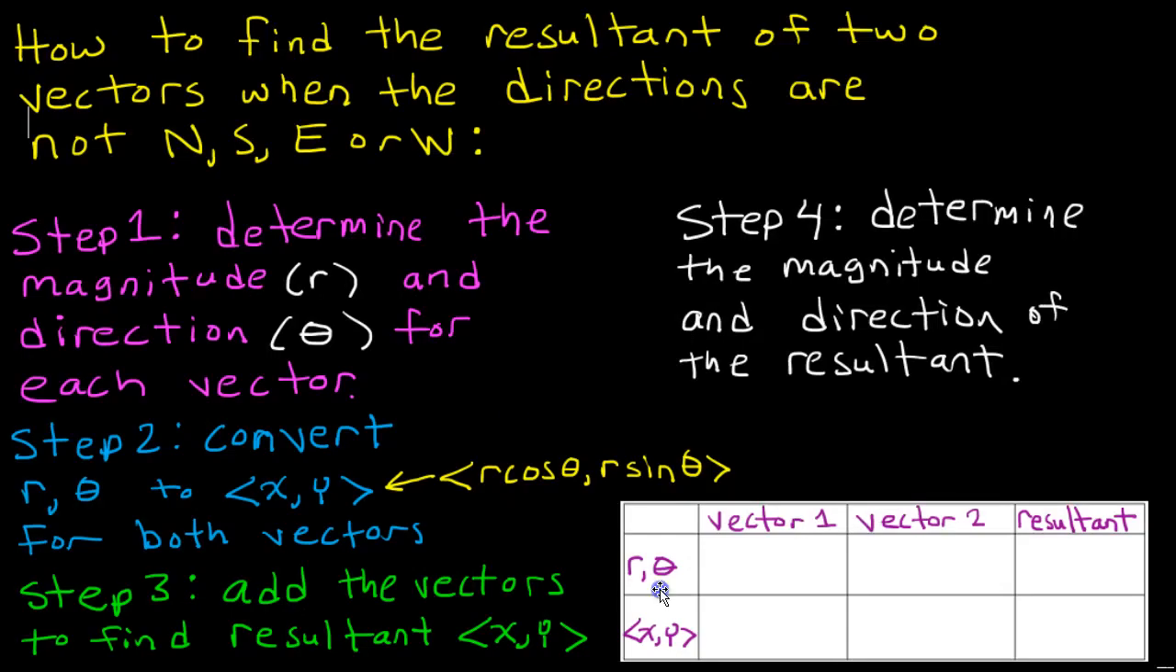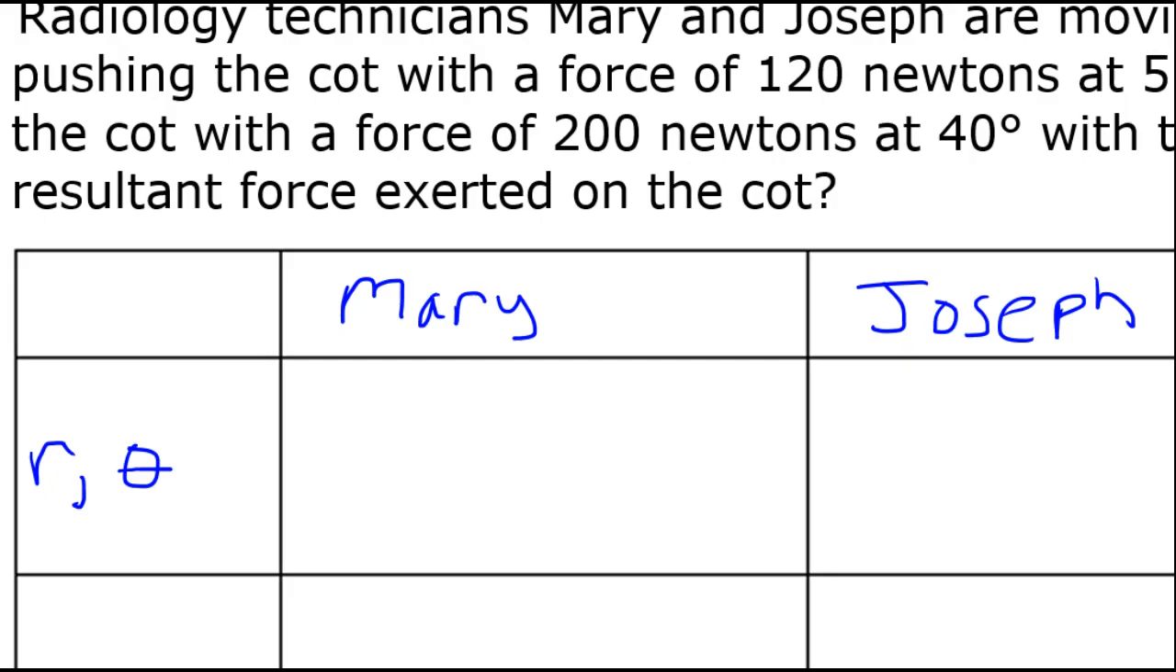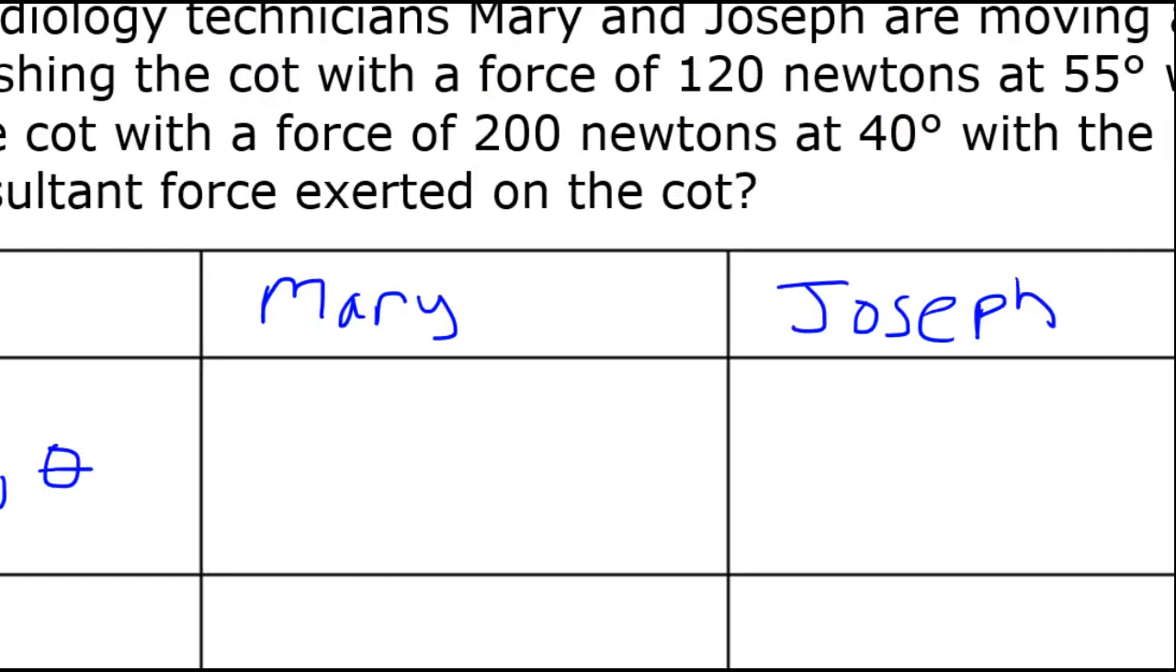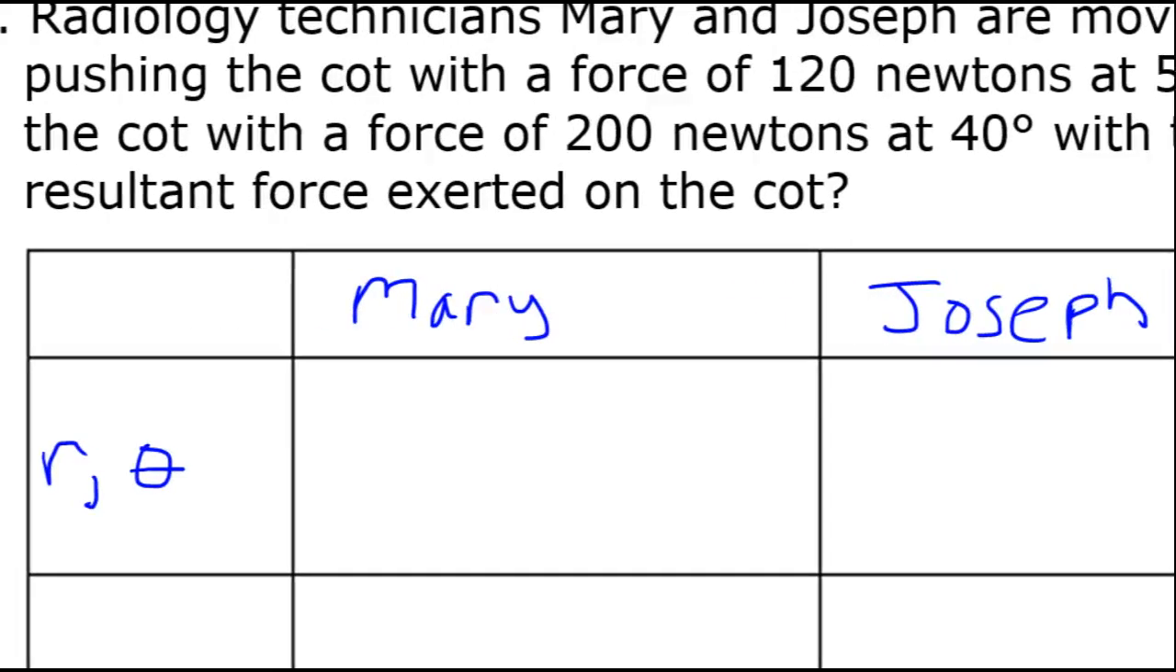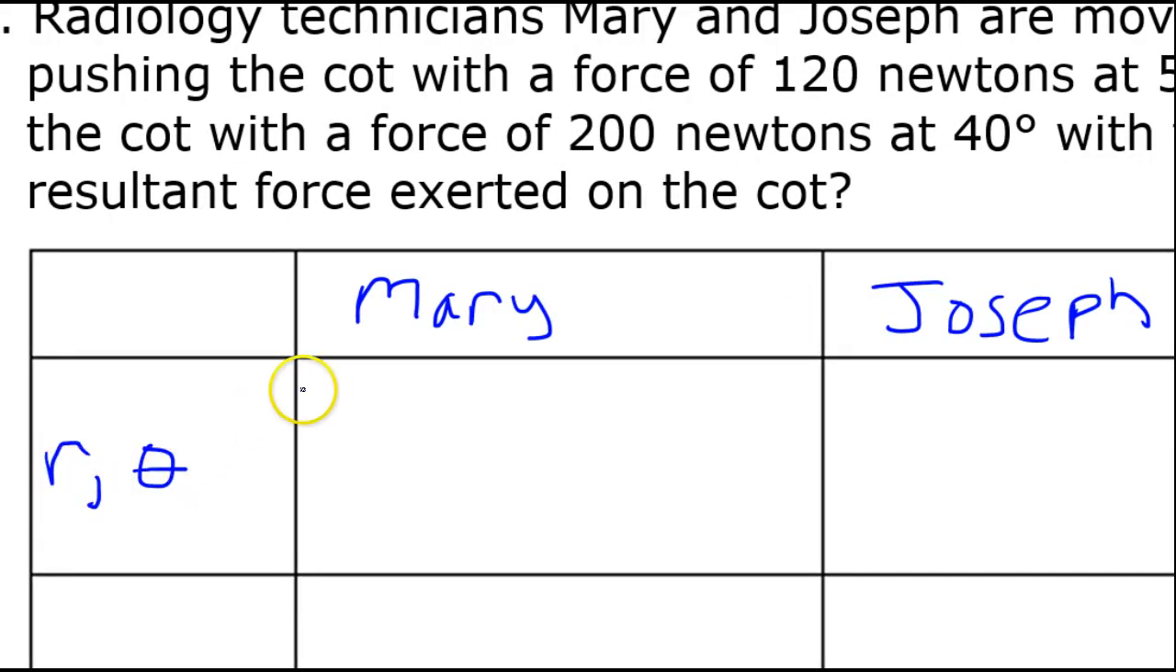Now, what I'm going to be doing is walking through this four-step process. So step 1 will be to determine the magnitude R and the direction theta for each vector. So let's do that now. Let's start with Mary. The problem says that Mary is pushing the cot with a force of 120 newtons at 55 degrees with the horizontal. So we need the magnitude and the direction. Well, the magnitude is just the 120 newtons.